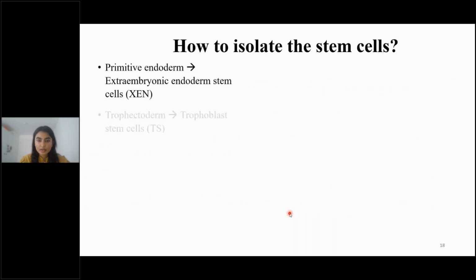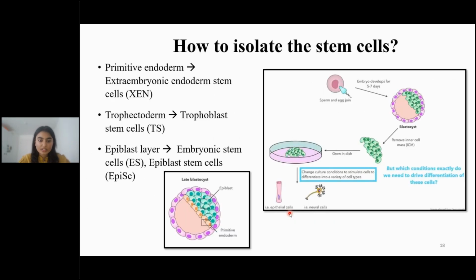Then, how do we isolate these stem cells? Now this is the late blastocyst, where the inner cell mass has differentiated into epiblast and primitive endoderm, right? The primitive endoderm is where you get the extraembryonic endoderm stem cells. If you extract this layer, the primitive endoderm, you will get the extraembryonic endoderm stem cells, or XEN. If you have read some research papers, you might have come across this term. Then if you extract the trophectoderm, the outer layer, you will get the trophoblast stem cells.